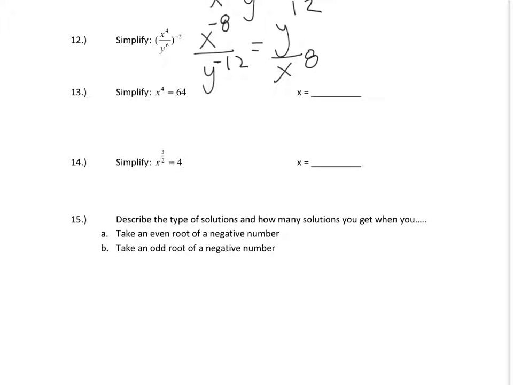Okay, so this one right here, great thing. We're going to rewrite it, and there is no rewriting. How do I get rid of a 4th? I'm going to raise it to the 4th root. So I'm going to take the 4th root of x to the 4th and the 4th root of 64. And it's 2.83.